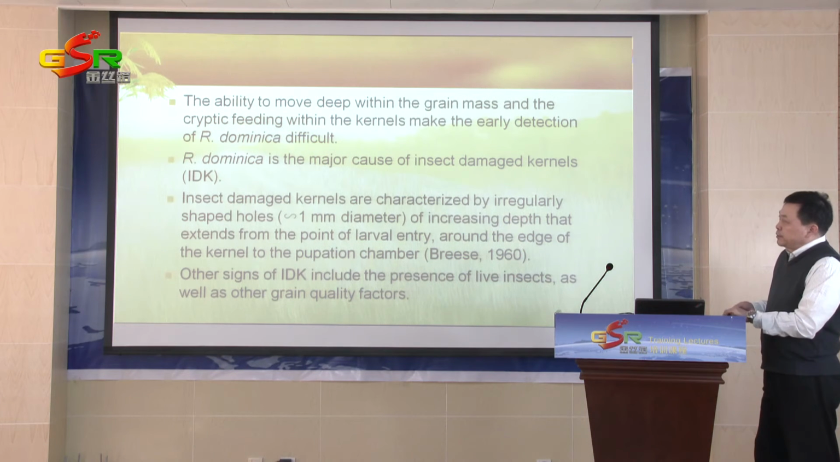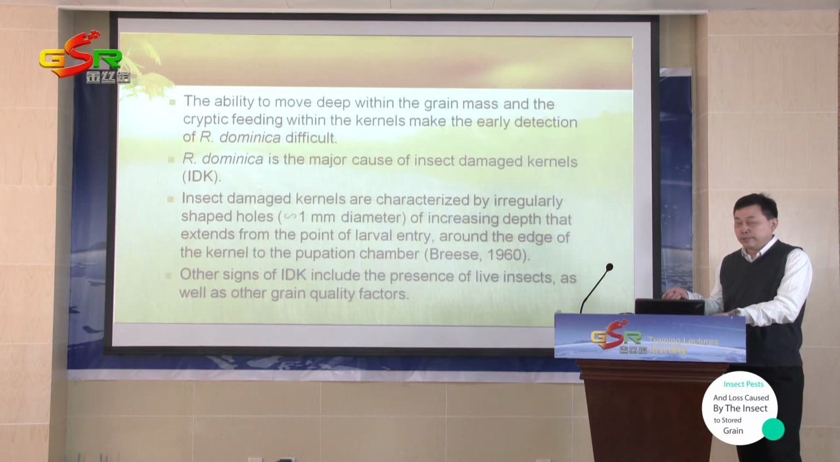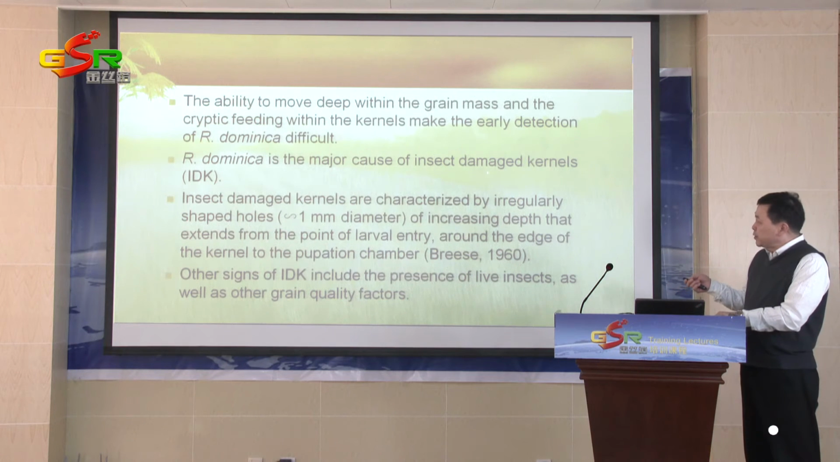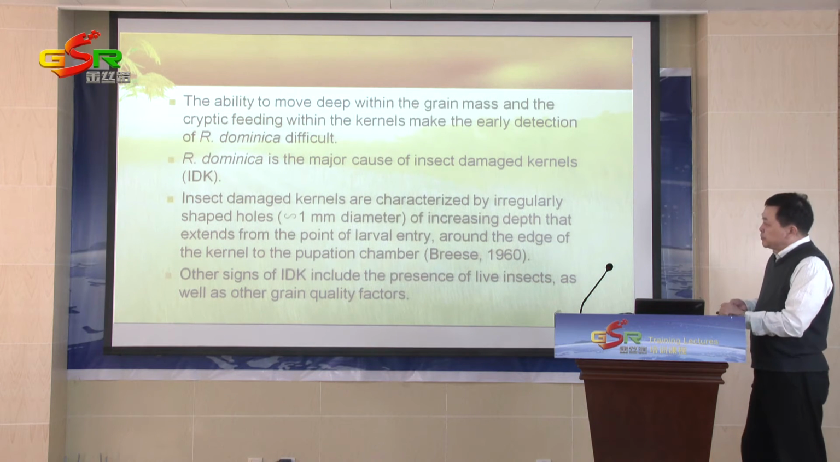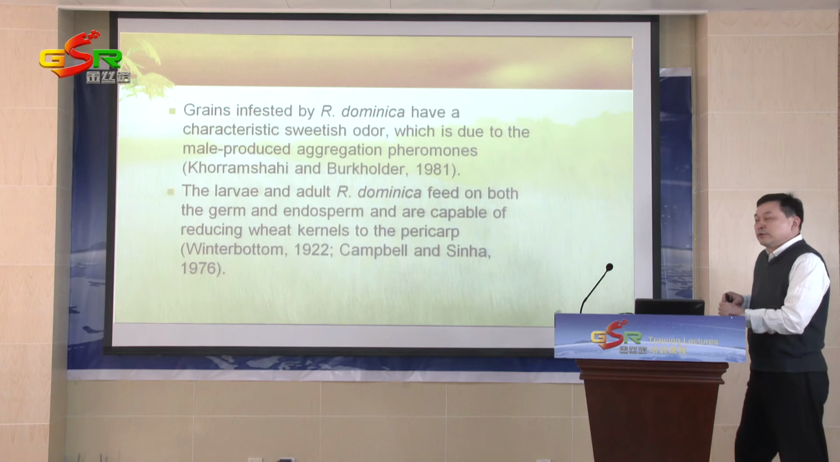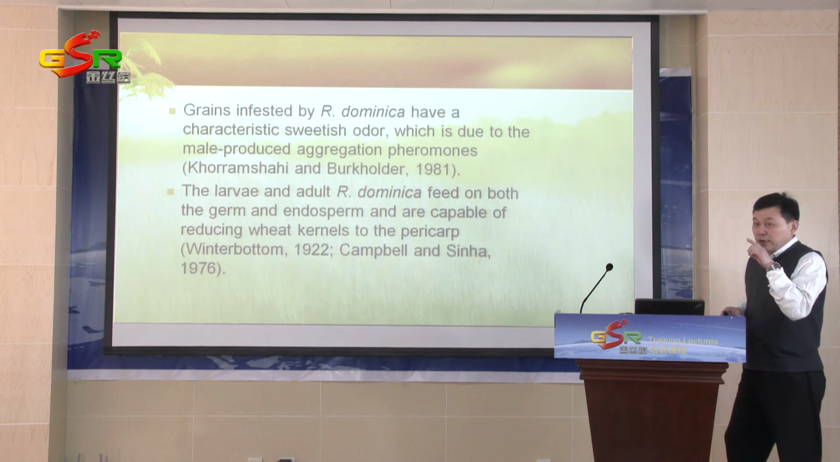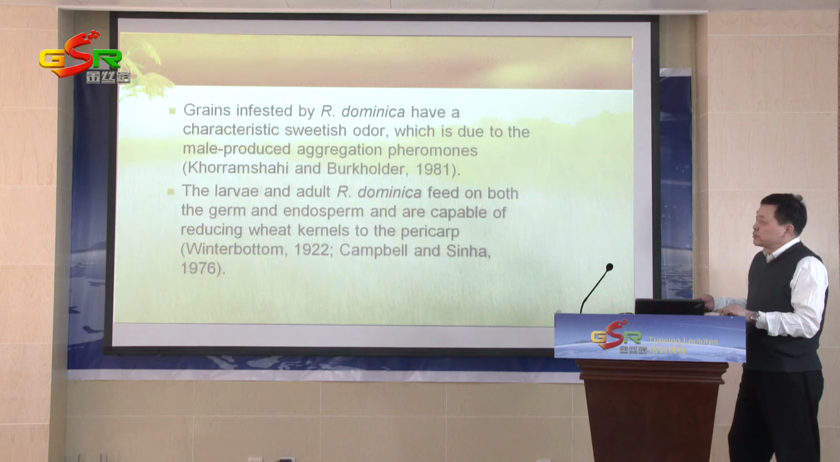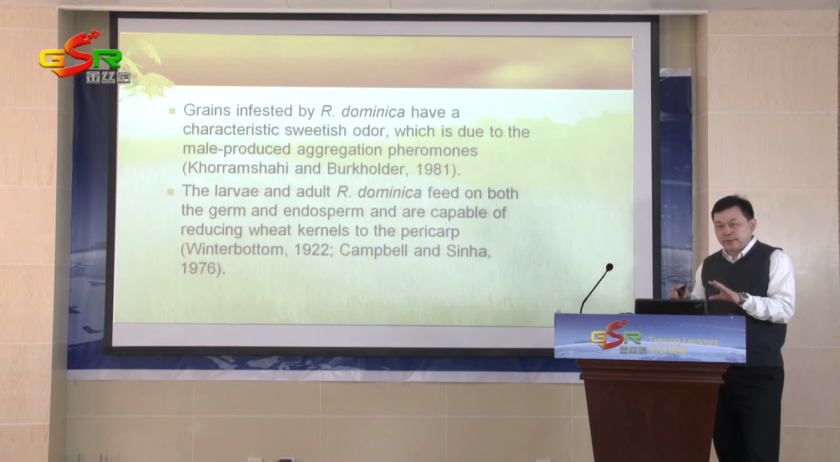In the USA, this grain borer is a major cause of insect-damaged kernels, called IDK, insect damaged kernels. If you go inside the warehouse, you can smell it in the head space. Sometimes a sweetish odor means the lesser grain borer survives in the grain mass and causes a high level of loss.